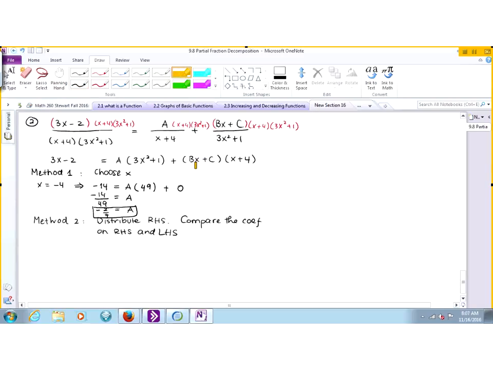If I use method 1, then I would choose x equals 0 next, and then whatever x later. But now I'm doing a combination of method 1 and method 2, so I will distribute this right-hand side. So what is this? 3ax squared plus a. Right? Now, we have to do FOIL here. What is this FOIL here? bx squared plus 4bx plus cx plus 4c. So I'm just distributing.